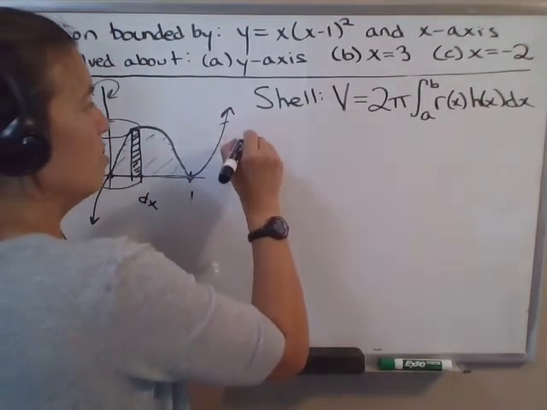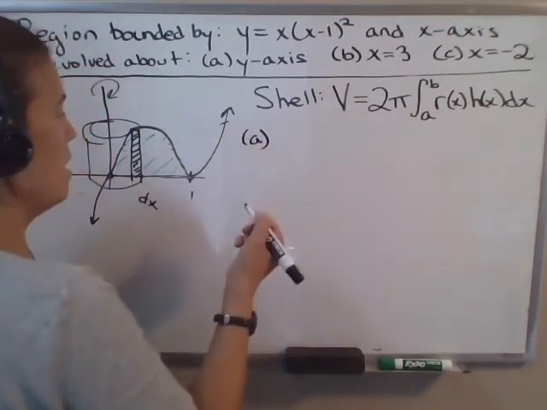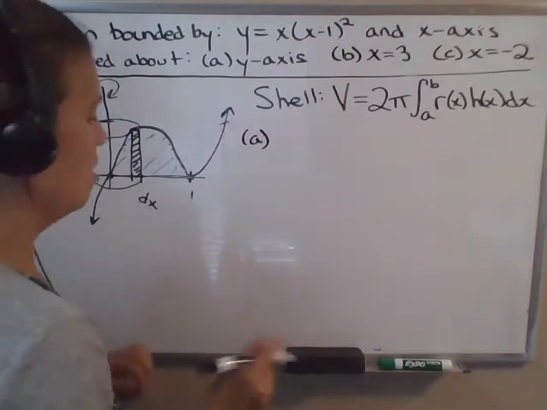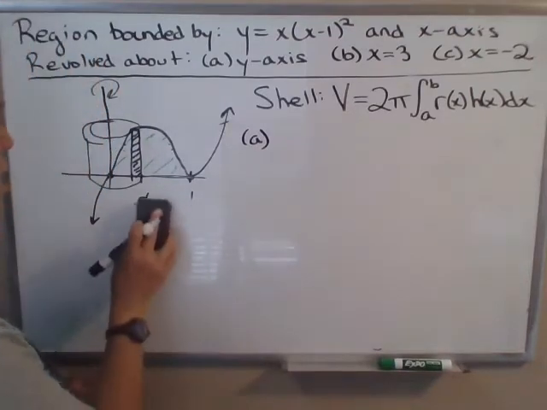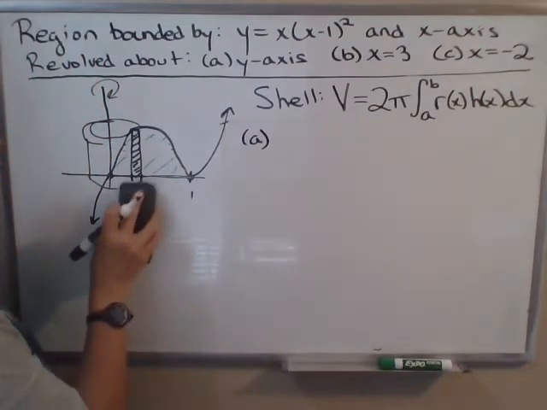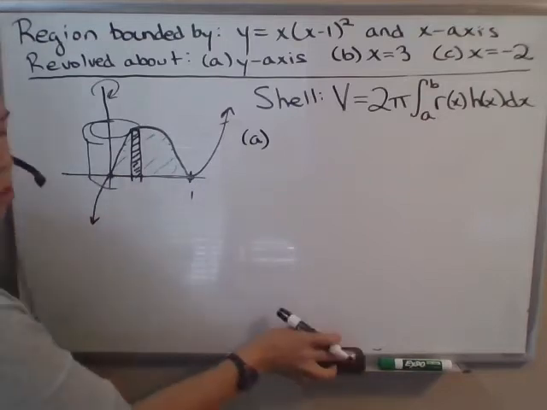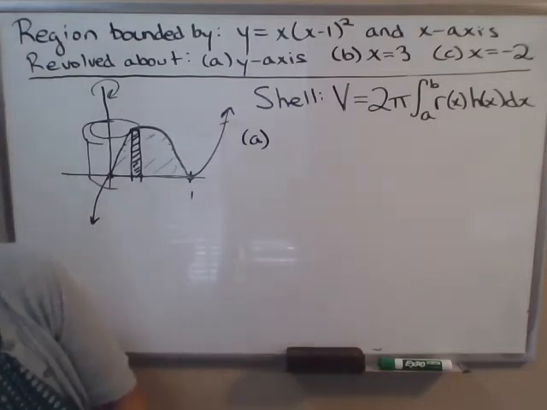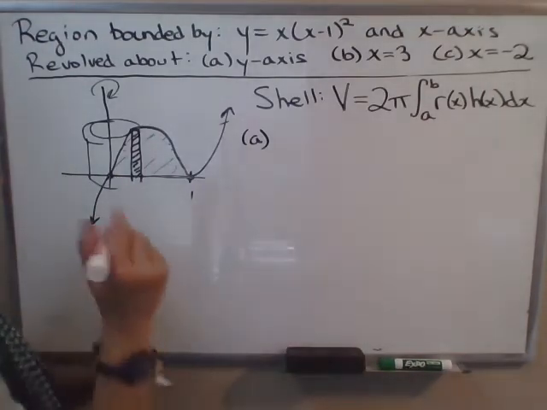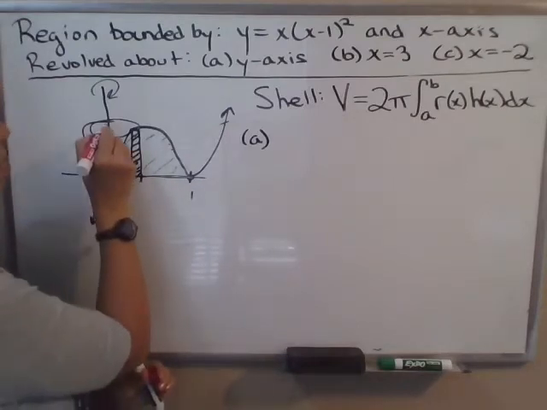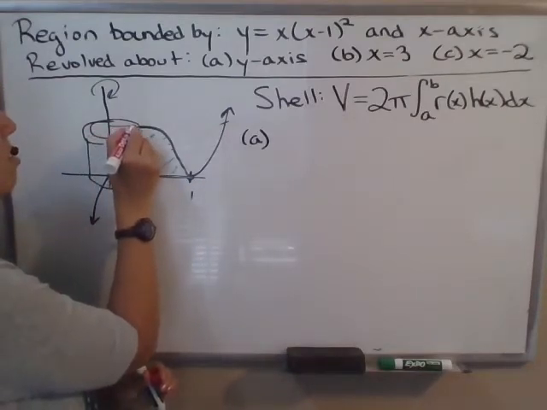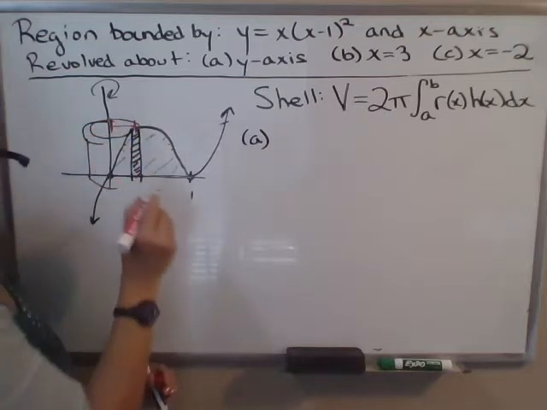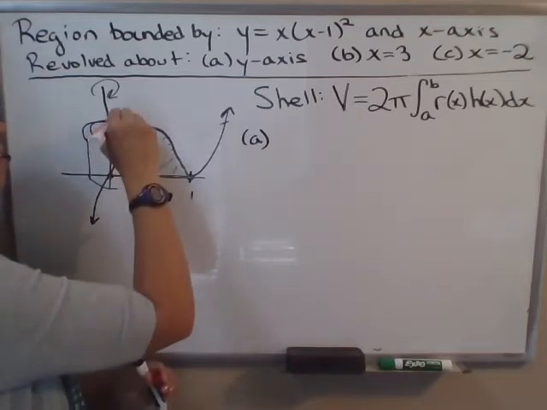So in this case, part A, when it's revolved about the y-axis, we need to find the radius and the height of this shell. For the radius of the shell, that's going to be the distance, well, here, it's this distance here. This would be the radius of the shell, if you can kind of see that from my drawing here. This is r.